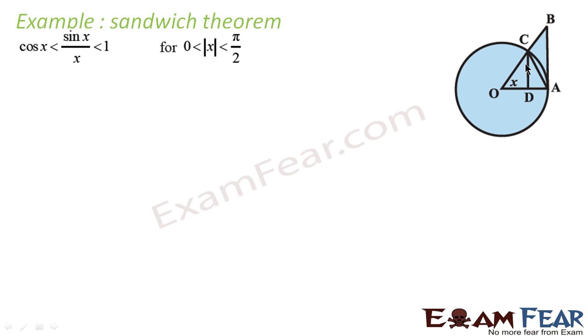If you take this triangle, with the three dotted points I have made, the area of triangle OAC will always be less than the area of this sector OCA, which you get here. And this area will always be less than the bigger area, that is triangle OBA.